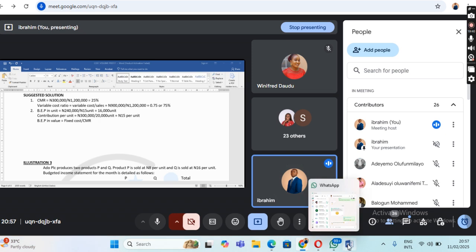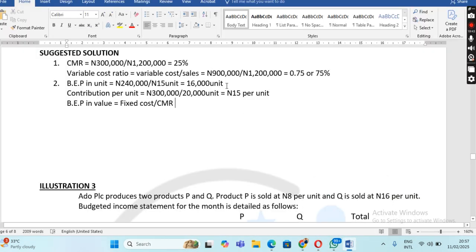If you want to be very fast in PM, you already have 16,000 units. Just multiply by selling price per unit, and bam, you have your value. Or you say fixed cost divided by CMR, you get your value. You can see you already have units, so multiply by selling price per unit and move on. Or fixed cost divided by CMR.